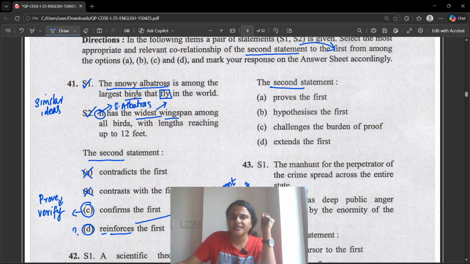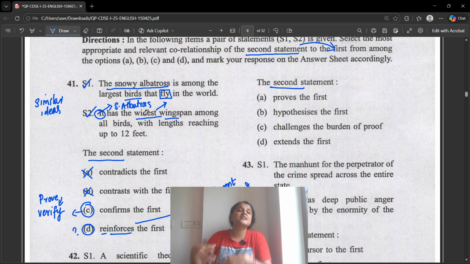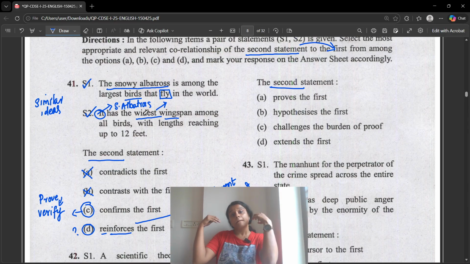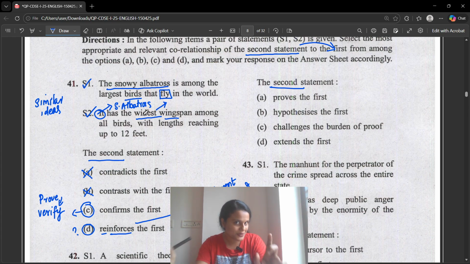Just because the snowy albatross has got the widest wingspan would not make it one of the biggest birds. Do you get my point? Because there are so many other conditions that have to be checklisted for a bird to be considered one of the largest birds. Do you get what I'm saying? So it having the widest wingspan does not make it one of the biggest birds, but it supports the claim. It does not prove the claim, but it supports the claim.